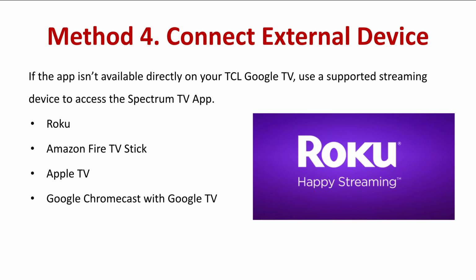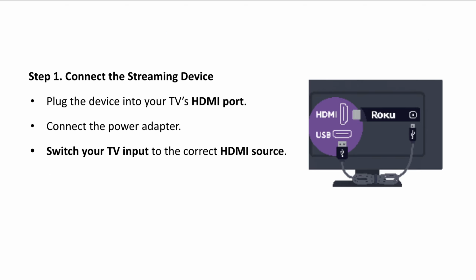If the app isn't available directly on your TCL Google TV, use a supported streaming device to access the Spectrum TV app like Roku, Amazon Fire TV Stick, Apple TV, Google Chromecast with Google TV. So step 1 is connect the streaming device. Plug the device into your TV's HDMI port, then connect the power adapter, then switch your TV input to the correct HDMI source.